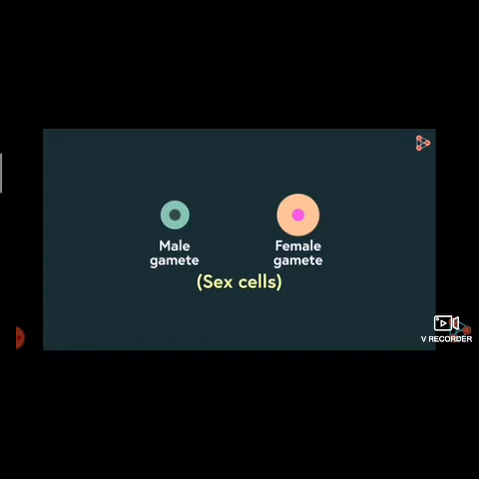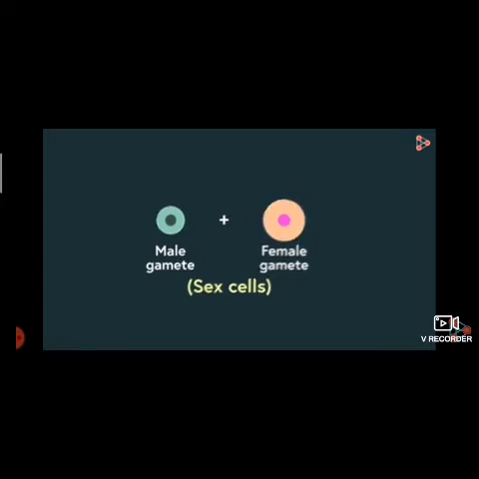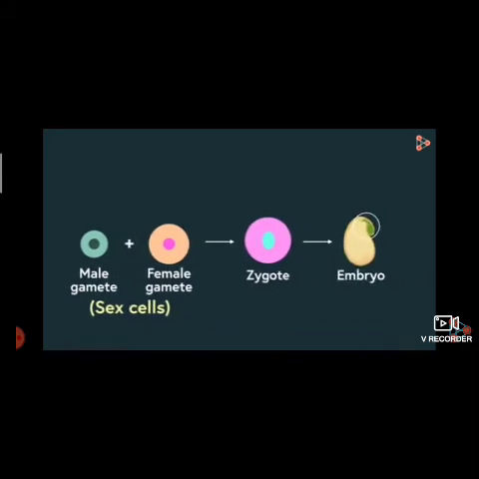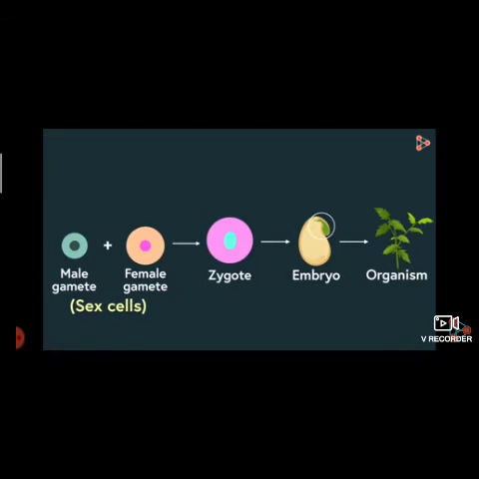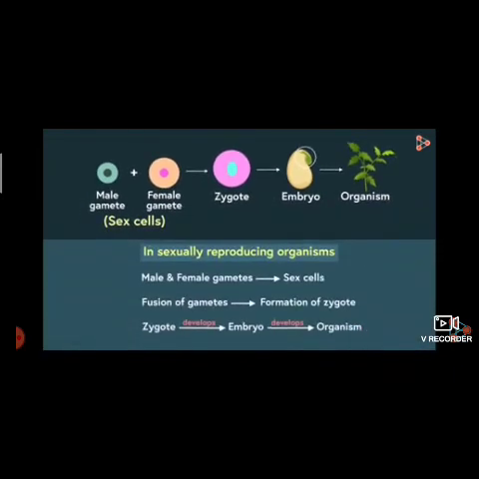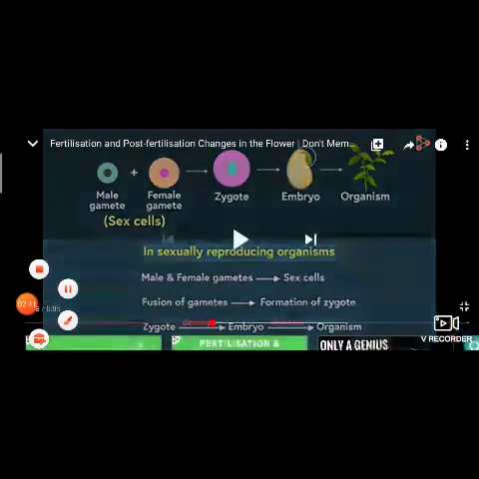So male gamete and female gametes are called sex cells, children. These male gamete and female gamete fusions, these are called sex cells. And this forms a zygote, I told you, and zygote forms an embryo, and an embryo will become a little plant or organism. Okay, in sexually reproducing organisms, at first male and female gametes fuse. After that the fusion of those gametes forms a zygote, and that zygote develops into an embryo, and that embryo will become an organism. Okay. Now we will see next one.